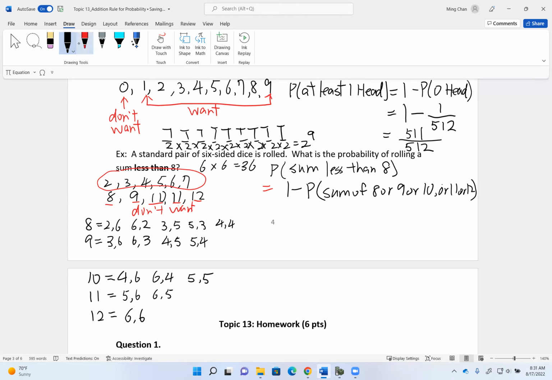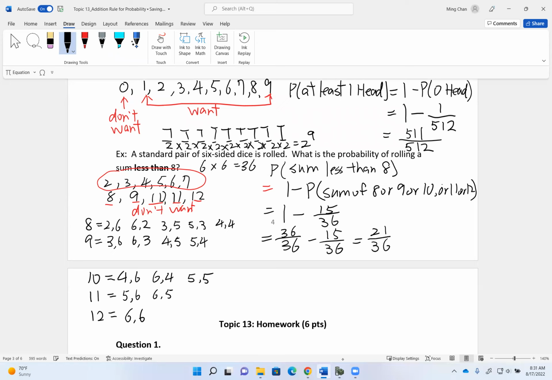So let's count how many ways we don't want. 1, 2, 3, 4, 5, 6, 7, 8, 9, 10, 11, 12, 13, 14, 15. So there are 15 ways I do not want. So 1 minus these together, 15 ways out of 36 total possible outcomes. So the 1, you can view 1 as 36 out of 36, right? Minus 15 out of 36. So 36 minus 15 should give me 21 out of 36.